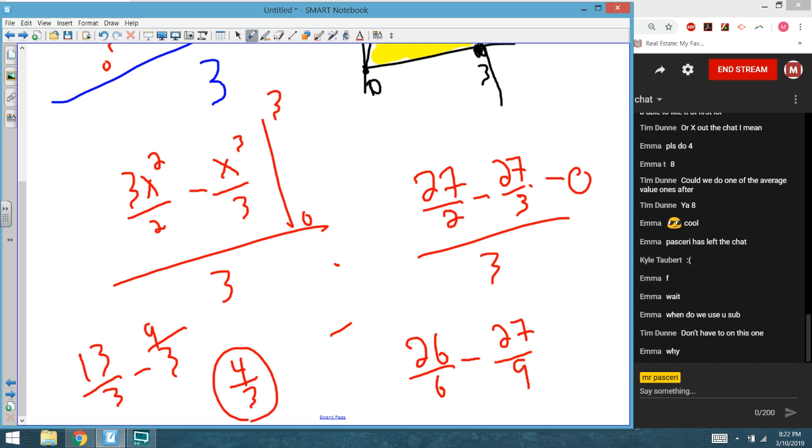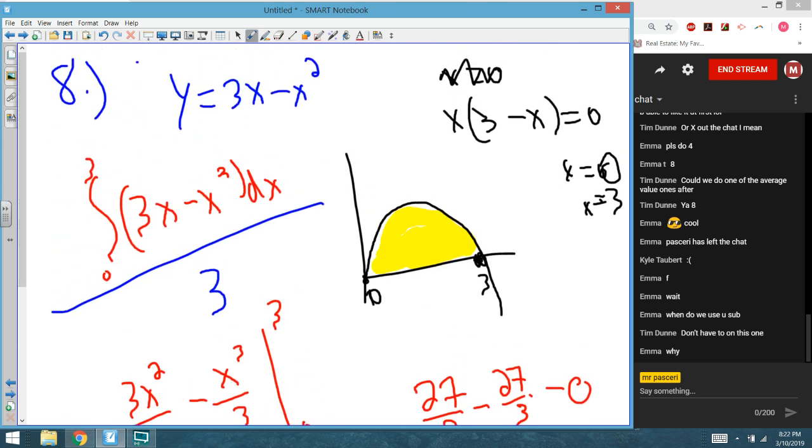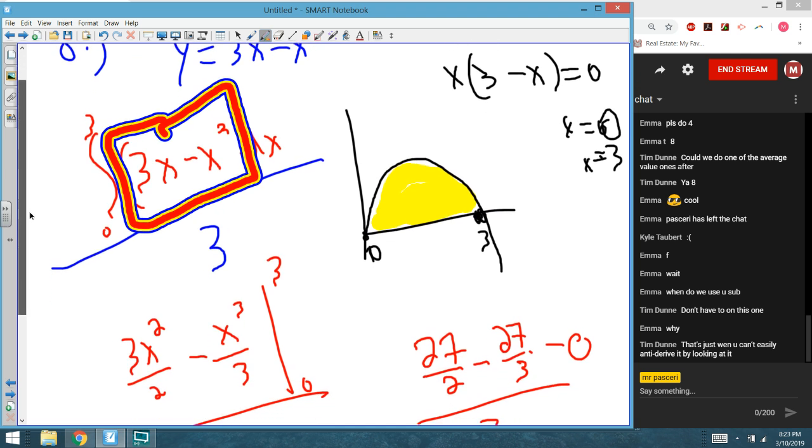And I believe that's it. The reason you don't need a u sub on this one is that if you look at the integral here, it's just a nice little polynomial. There's not an inside and outside. This is one you could anti-differentiate straight away. So you're good to go on this one.